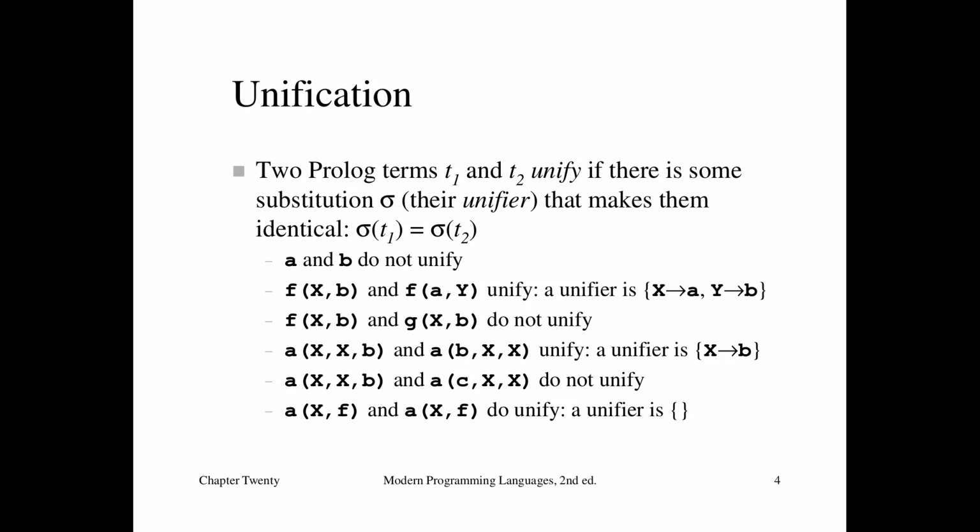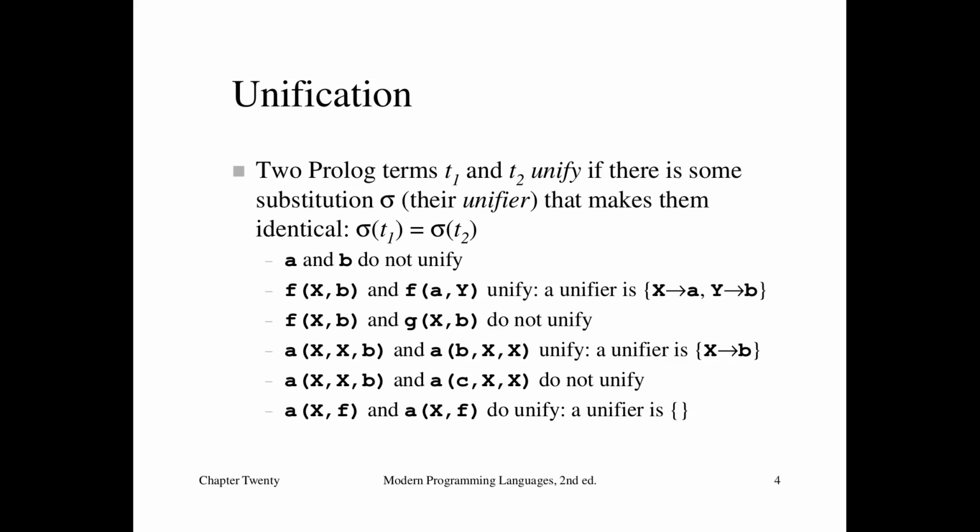So lots of things will unify, some things don't. The two atoms, a and b, do not unify. There's no way to unify the atom a with the atom b. We can unify f of x b and f of a y, because x maps to a and y maps to b, making them equal. We can't unify f and g, because f by itself cannot unify with g.